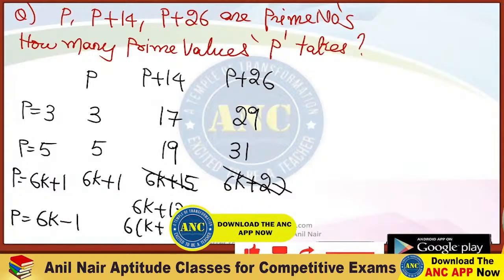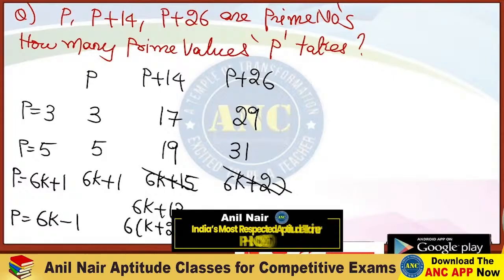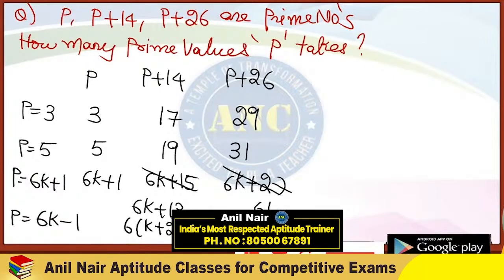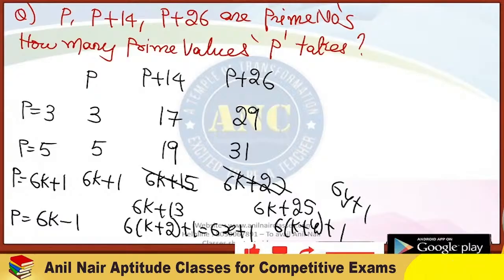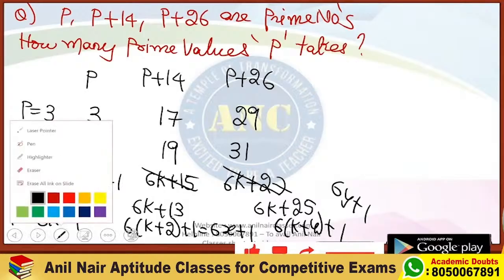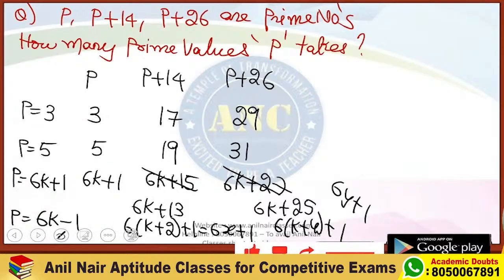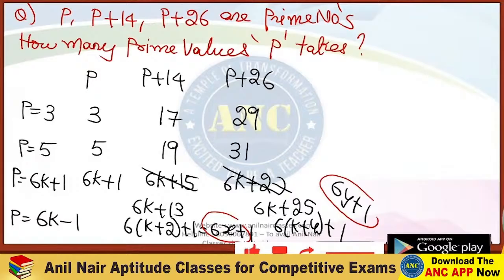which is 6 into k plus 2, plus 1. Calling k plus 2 as x, it is 6x plus 1. Similarly, P plus 26 is 6k plus 25, which is 6 into k plus 4, plus 1. I will call it 6y plus 1. That means if I take a prime number 6k minus 1, some P plus 14 values behave like 6x plus 1, and P plus 26 behaves like 6y plus 1.